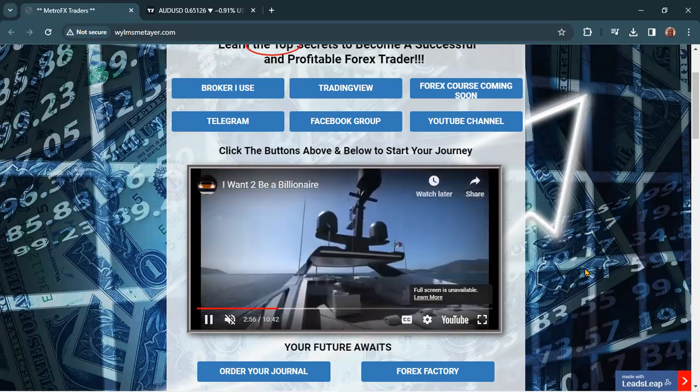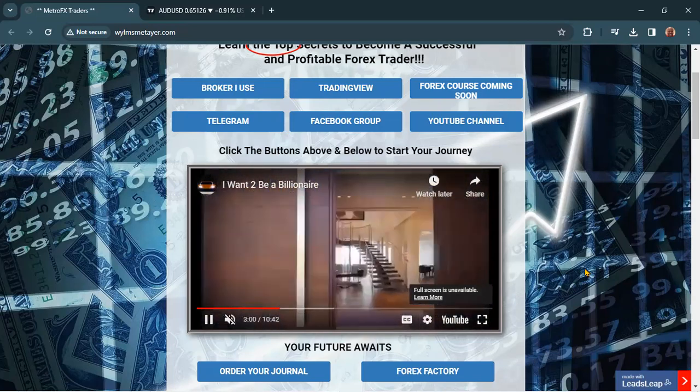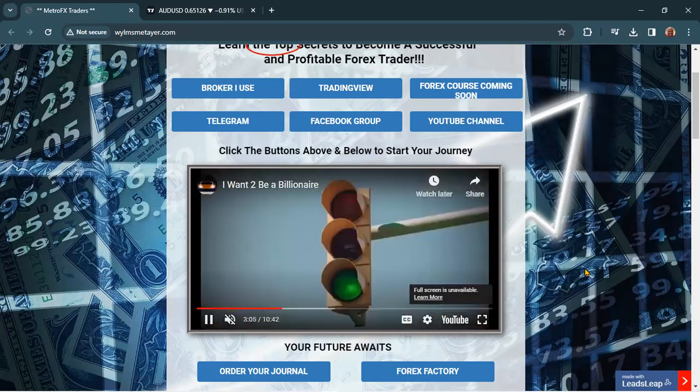Okay, there's a lot of money to be made in the market, but he who has a trading plan can be more successful than the person who does not have a trading plan.